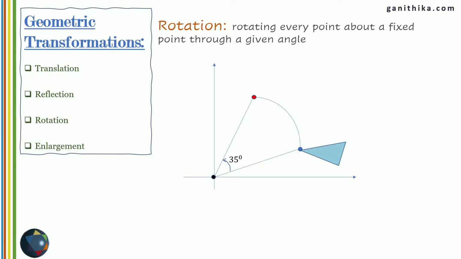Now if I have a figure here, I'll do the same thing for all the points and I'll make the image like this. So the blue triangle has been rotated through the angle 35 degrees about the origin, and the image of this rotation is the red triangle.